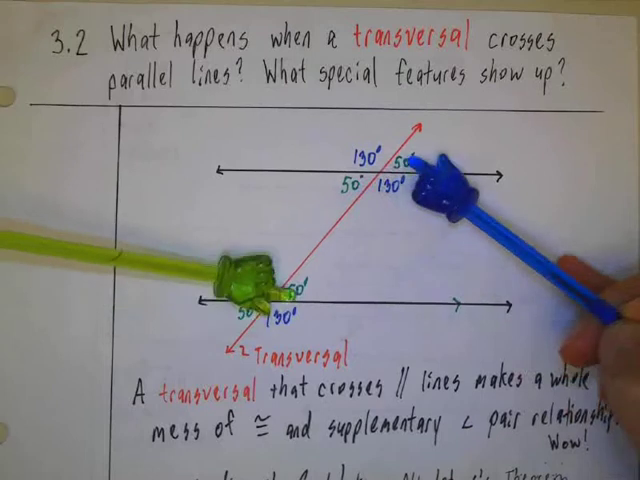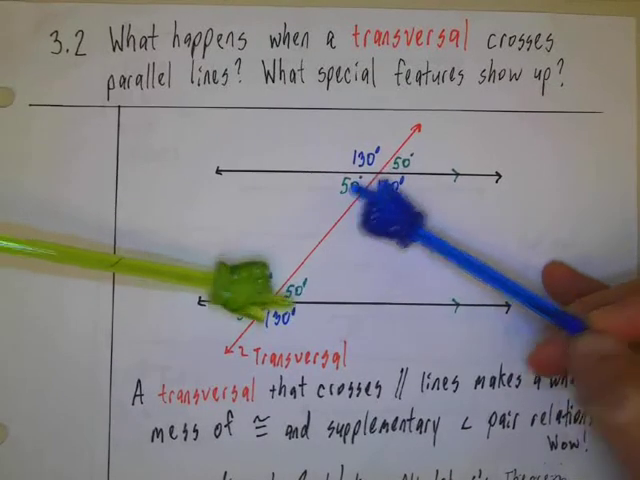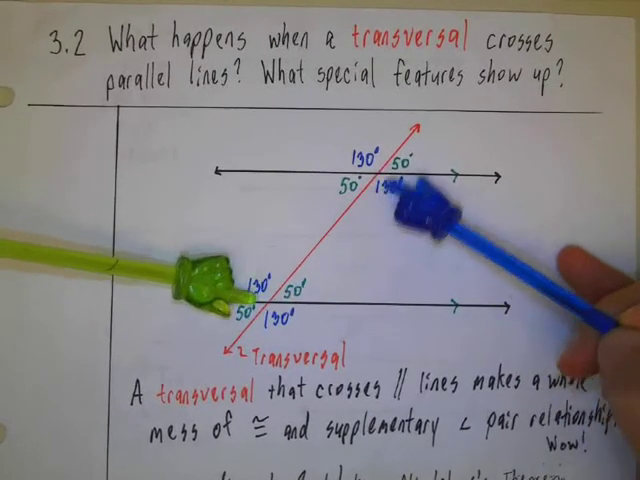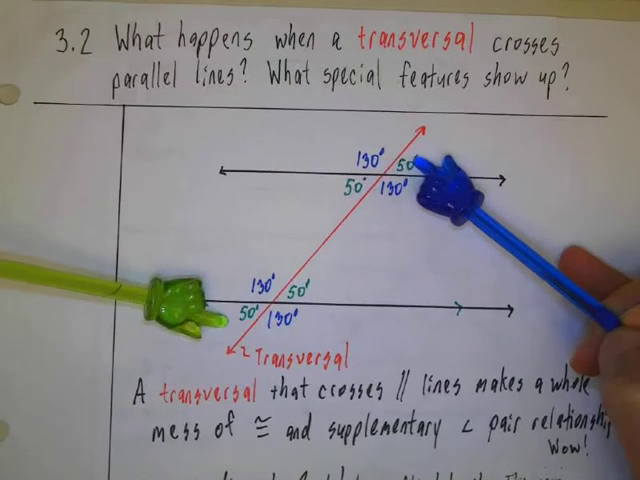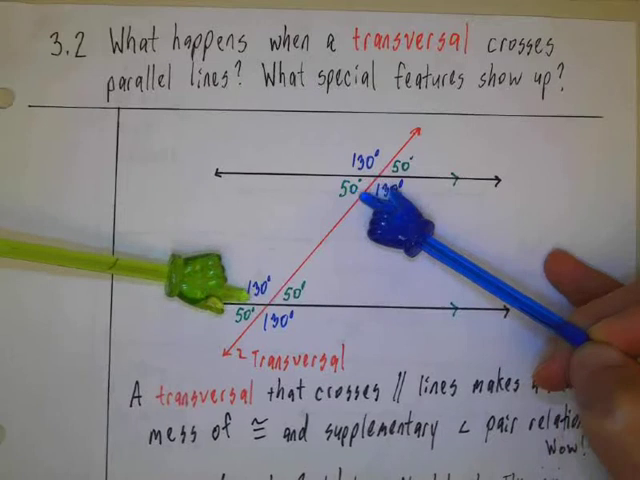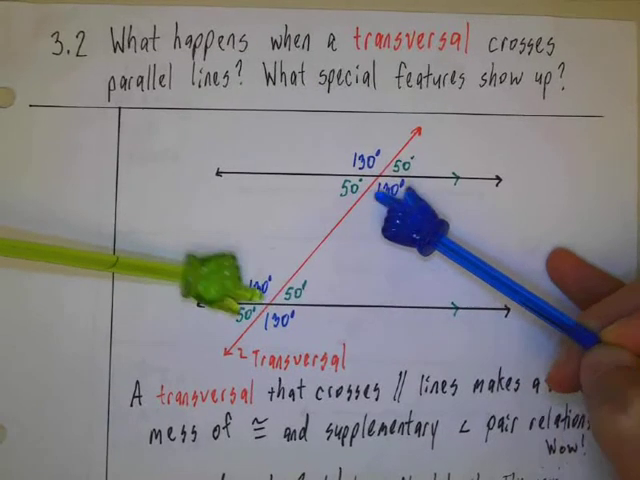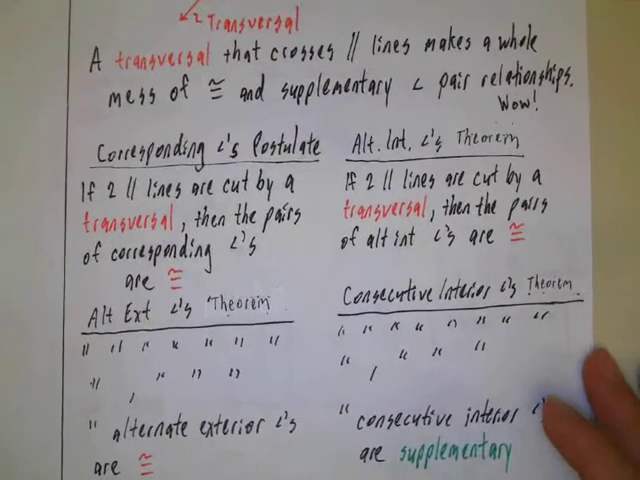Corresponding angle pairs are congruent. Alternate interior angles are congruent. Alternate exterior angles are congruent, but consecutive interior are supplementary. Came up with 4 postulates and theorems.